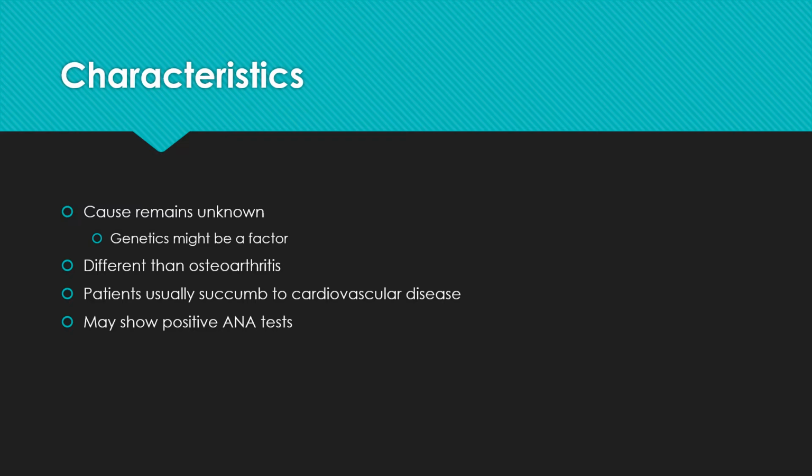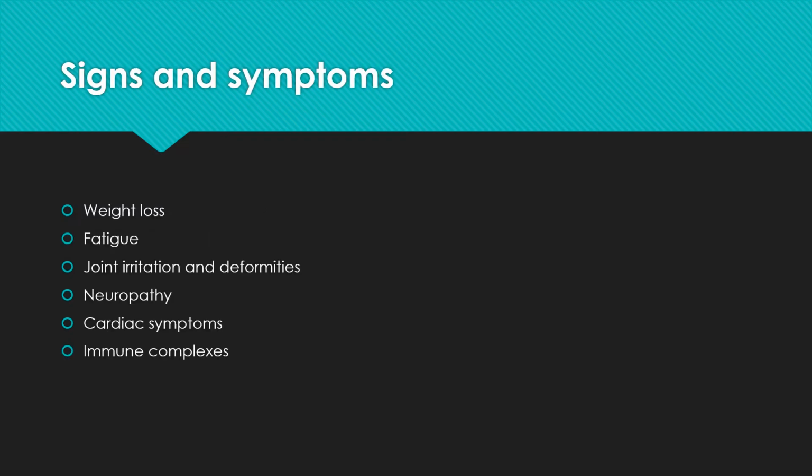Now, patients that have rheumatoid arthritis have a shortened lifespan, and the most frequent cause of death is cardiovascular disease. Patients that have rheumatoid arthritis may show a positive anti-nuclear antibody test. Some signs and symptoms of rheumatoid arthritis would be weight loss, fatigue, especially joint irritation and deformities, neuropathy, cardiac symptoms, and immune complexes being deposited in the lungs and kidneys.